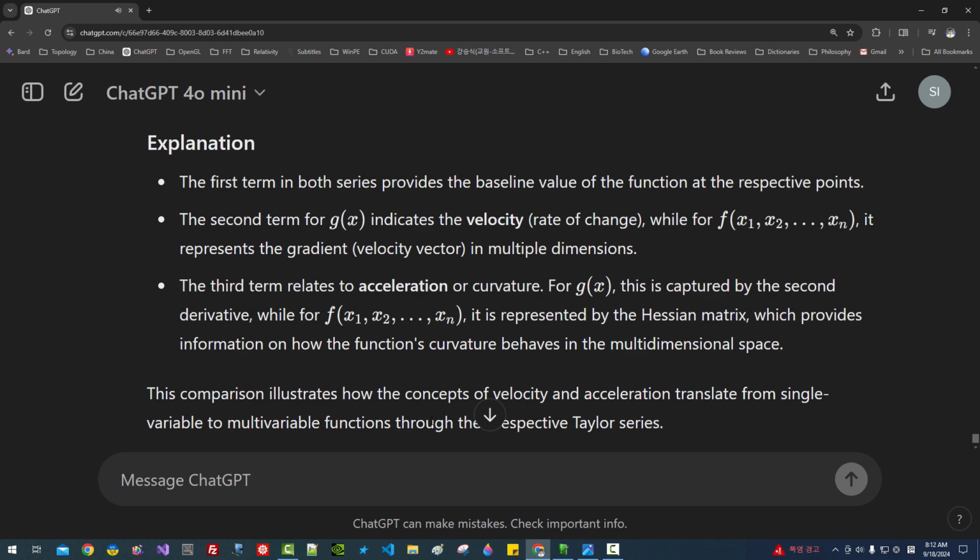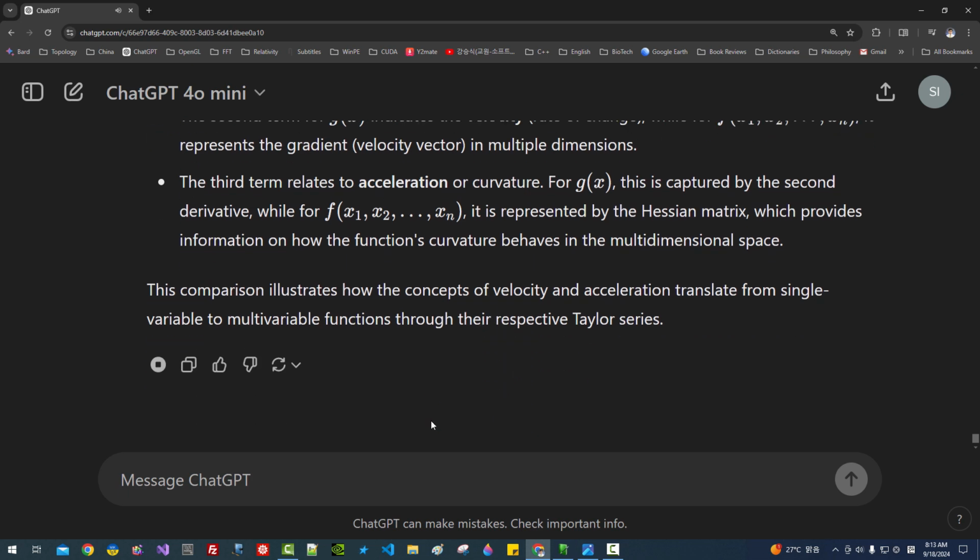The third term relates to acceleration or curvature. For g(x), this is captured by the second derivative, while for f(x1, x2, ..., xn), it is represented by the Hessian matrix, which provides information on how the function's curvature behaves in the multidimensional space. This comparison illustrates how the concepts of velocity and acceleration translate from single variable to multivariable functions through their respective Taylor series.